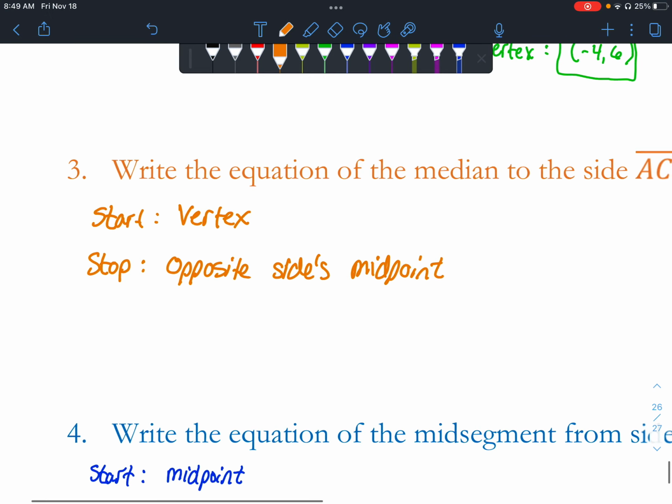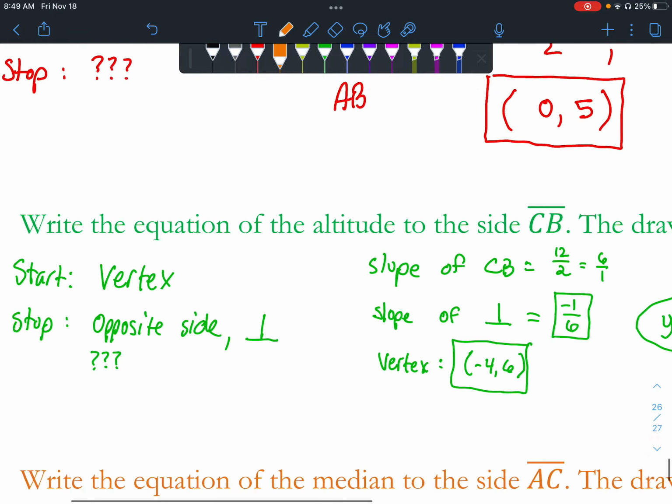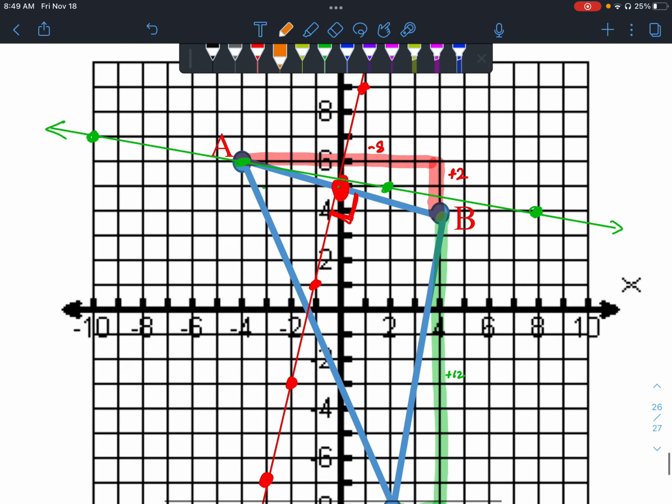My suggestion with these is to trace out what you think this is going to look like. So if I was going to draw a median to side AC, I would come up to my diagram, look and find side AC, which is this side right here. I know that it has to start at a vertex and it has to meet the middle of it. Now, I don't know where the middle is. I'm going to guesstimate that it's right here.